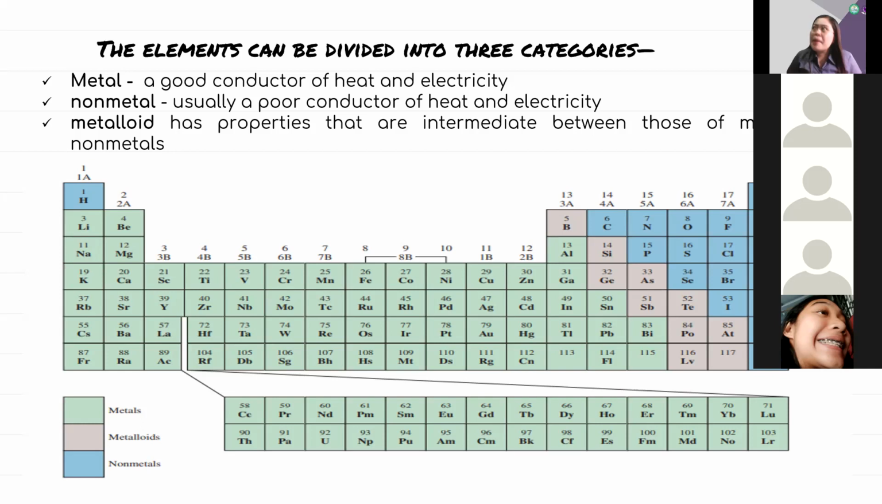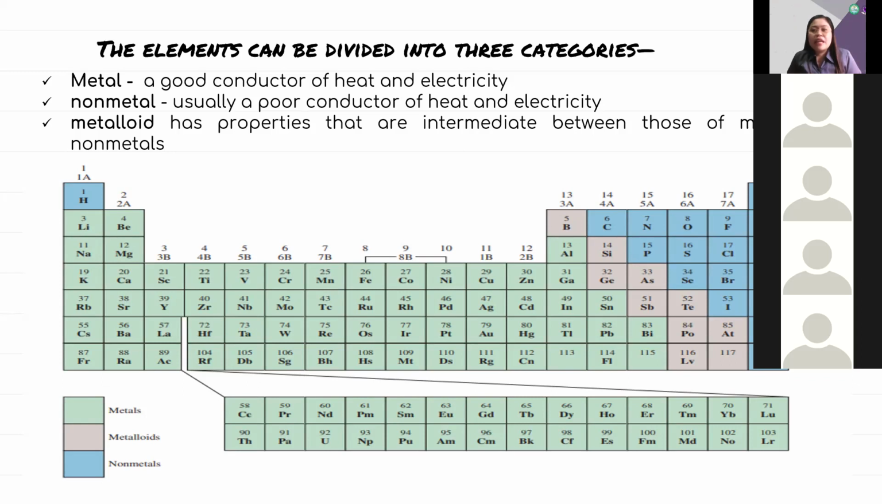So pag sinabing metals class, ang pinaka-characteristic talaga ni metal is nagkakandak sila ng heat and electricity. Again, metals conduct heat and electricity that even some of them are used as wire para doon sa ating mga sa electricity, like sa copper, ginagamit natin siya to make wire to conduct electricity.